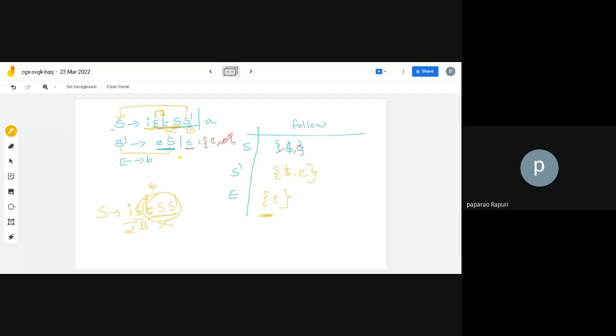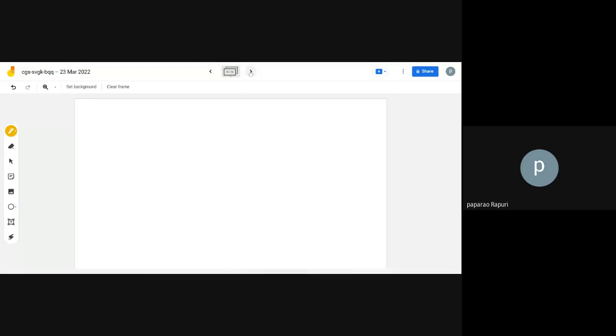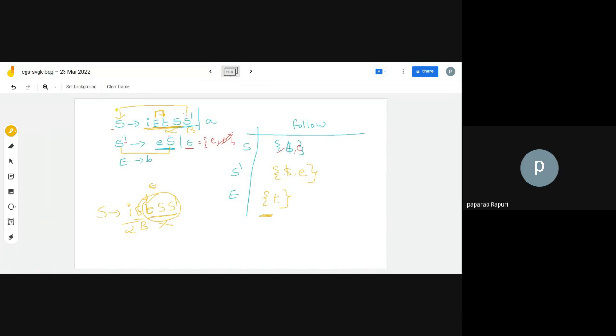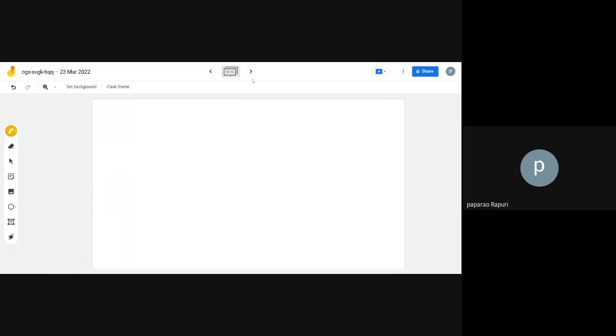So this is a previously asked GATE question. One more question we will see. This is also a previously asked question only.